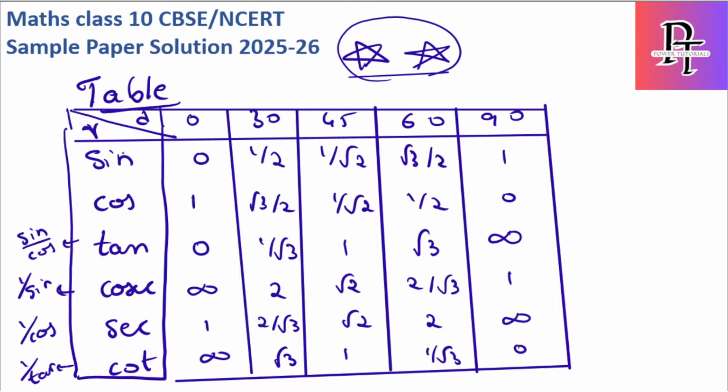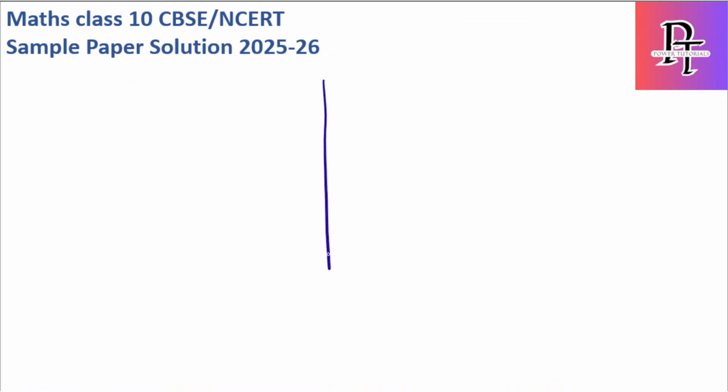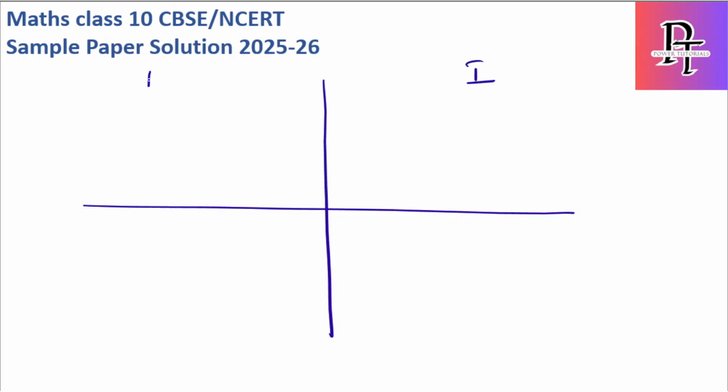Okay, this is one table which you have to remember, and then we have one more with respect to the axis, that is coordinates. So that is the second one. In coordinates we have the first coordinate, second coordinate, third coordinate and fourth coordinate. We have a total of 4 quadrants.